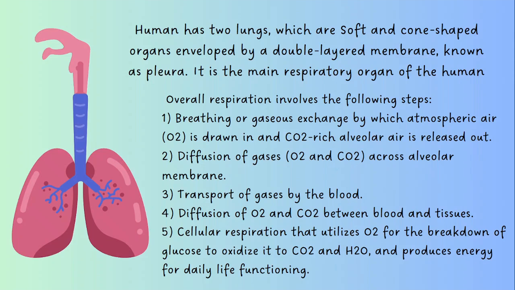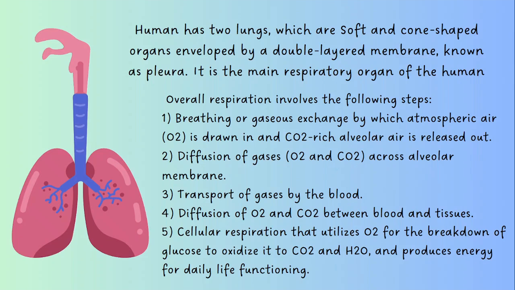So first what happened? Breathing. So what did we breathe? The oxygen, right? So we get oxygen from the atmosphere. The oxygen runs in our body. Then what happened? The oxygen rich alveolar air, the oxygen reached the alveoli. Then what happened? Diffusion of gases occurred. Oxygen from alveoli and carbon dioxide from the capillaries outside the alveoli, that exchange occurs.